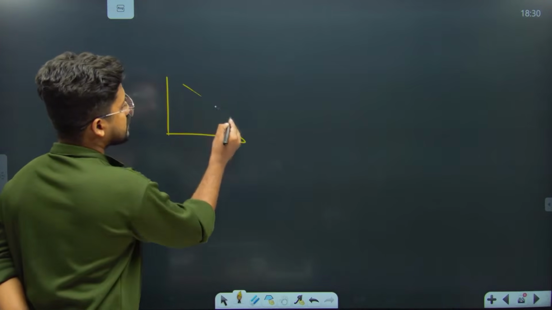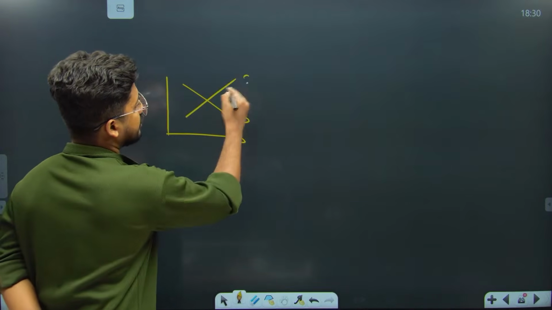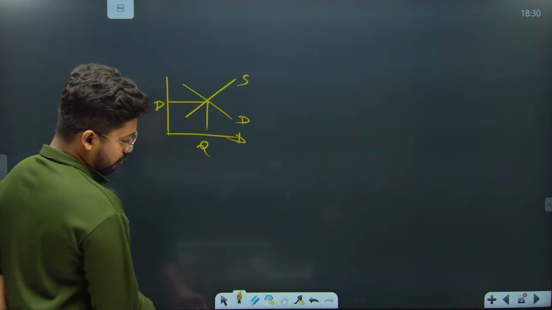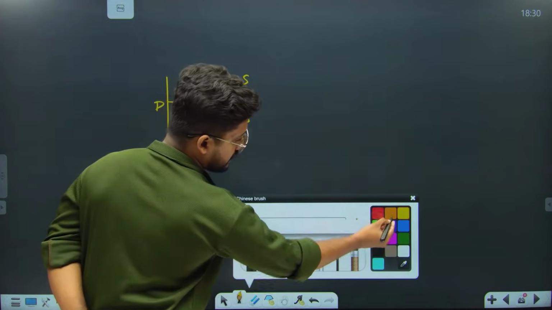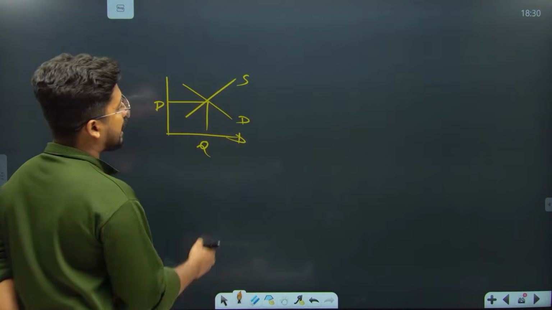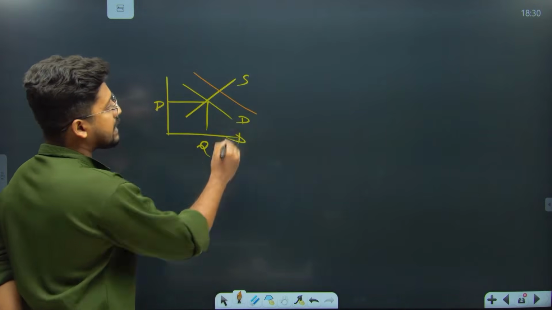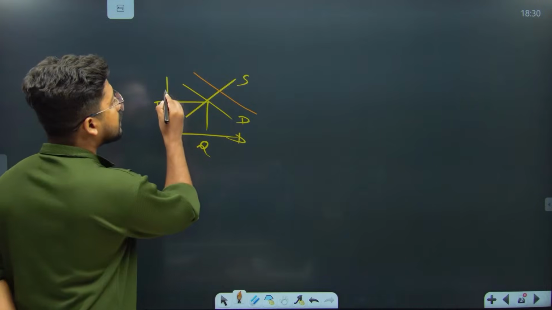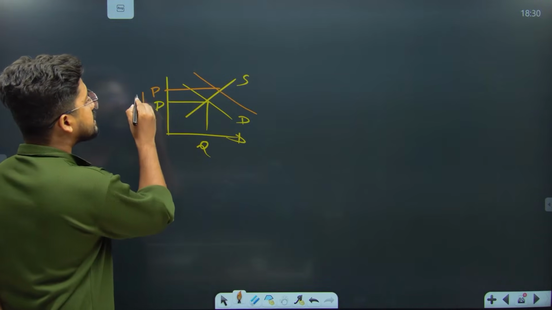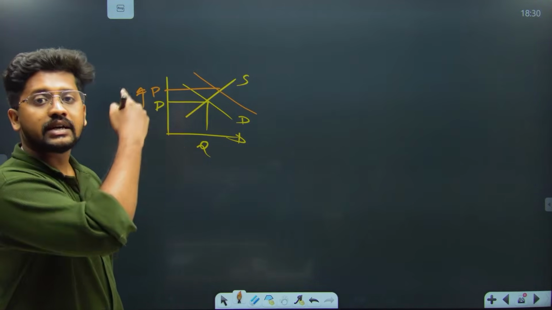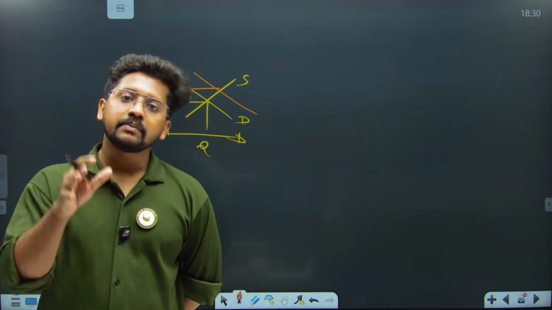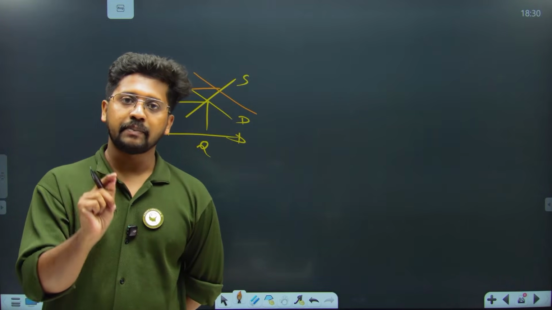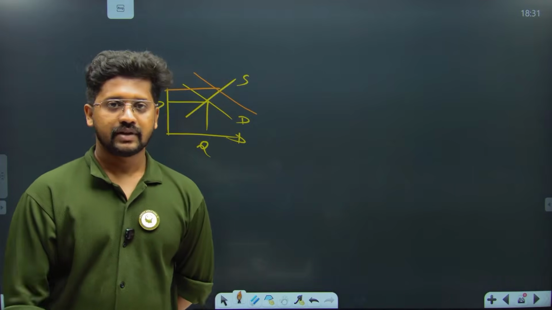This was our demand curve, this was our supply curve, this was our price, and this was our quantity. What if, as happened a few weeks back, the demand has increased and supply remained the same for LPG? What happened? The price has increased, right? So this increased price is burdening the consumers. Should the government take action or not, right?